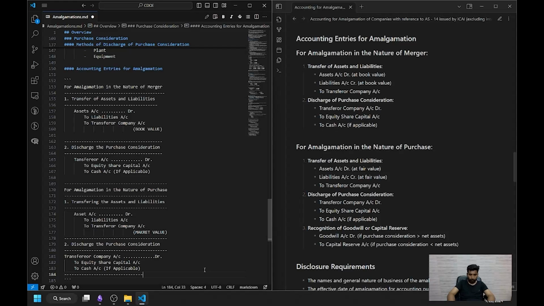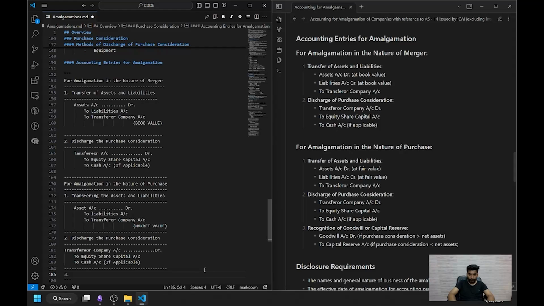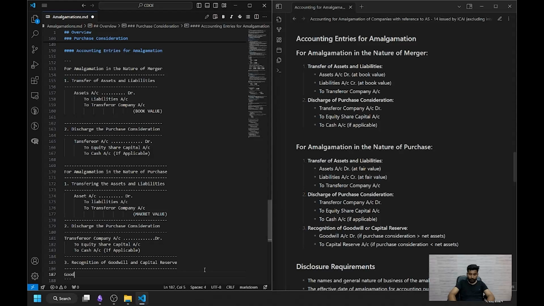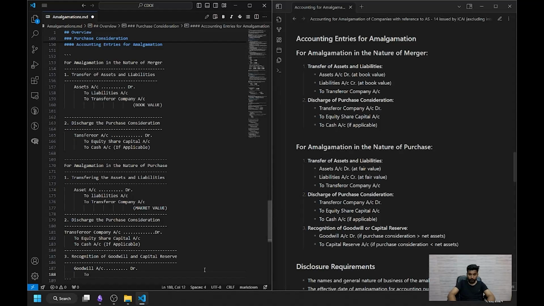Then comes the third entry, that is the final entry, which is recognition of goodwill and capital reserve. Then we will talk about if there is any capital reserve or if there is any goodwill. In that case, we have to follow a different set of journal entries, which is as follows. Goodwill account debit to capital reserve. Goodwill account will be debited to the capital reserve.